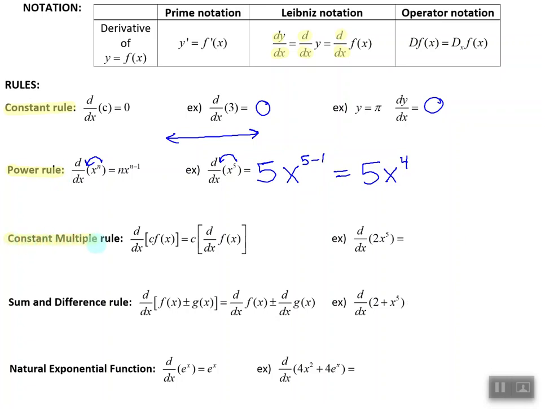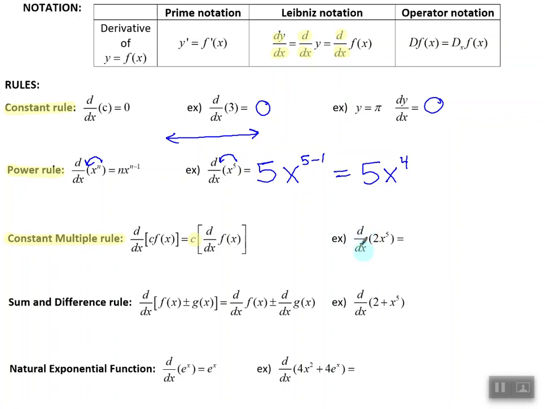The constant multiple rule says that the derivative with respect to x of a constant multiplied to a function is the same as the constant pulled out multiplied to the derivative with respect to x of that function. Think about how a constant multiple rule works for limits. And since derivatives come from limits, that should make sense to us. Let's take a look at this example.